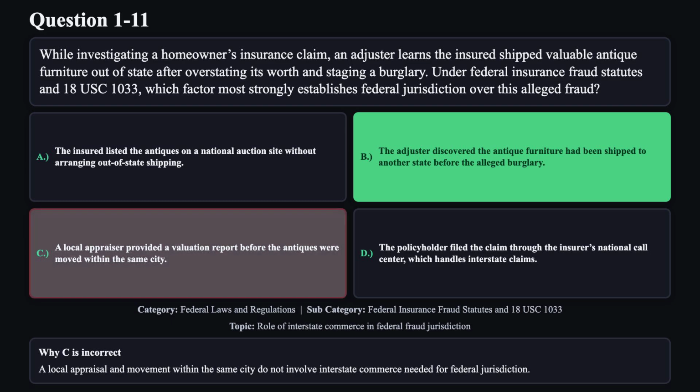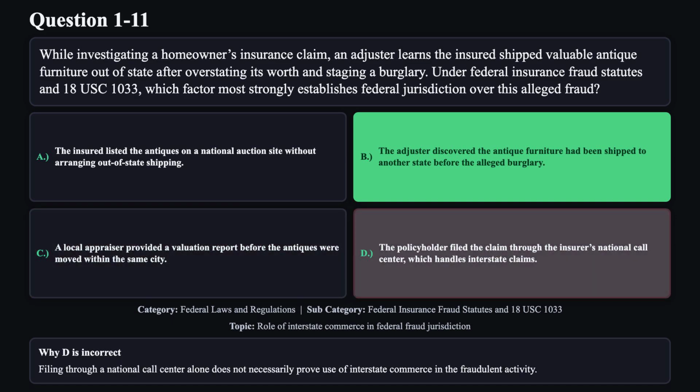A local appraisal and movement within the same city do not involve interstate commerce needed for federal jurisdiction. Reason D is not correct. Filing through a national call center alone does not necessarily prove use of interstate commerce in the fraudulent activity.